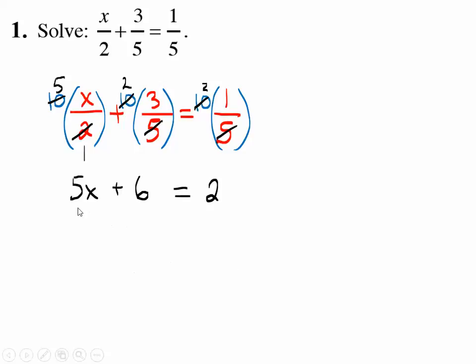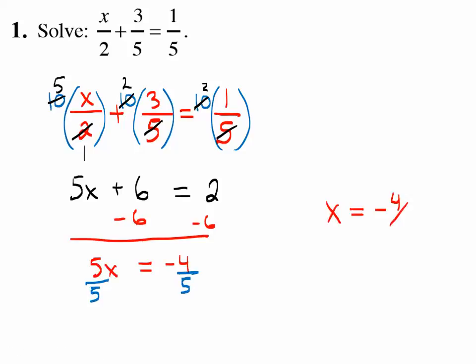And then finishing out. Once you get to this step, I think the rest of it is so much easier. So subtract 6 from both sides gets you negative 4 divided by 5, and you get your final answer of negative 4/5.